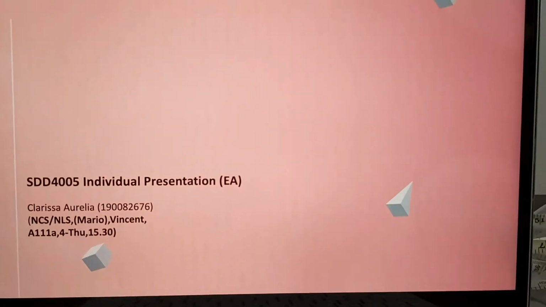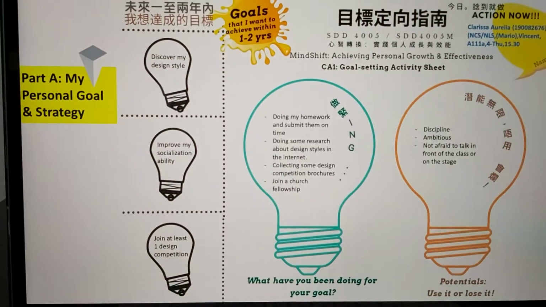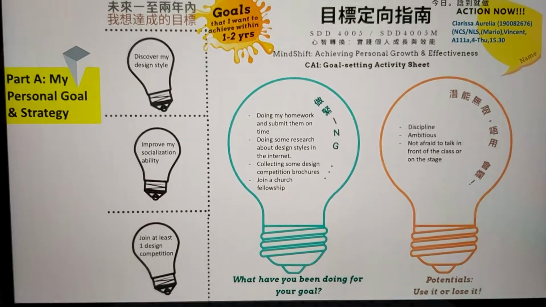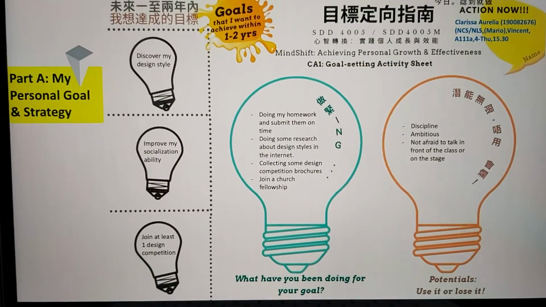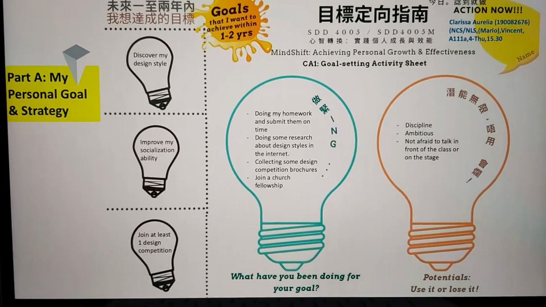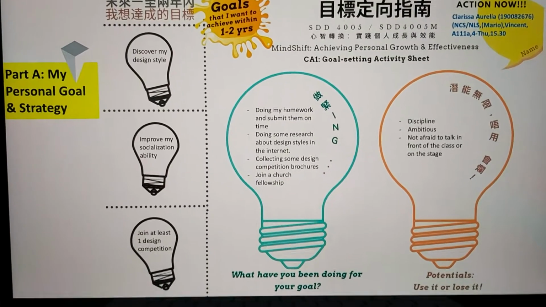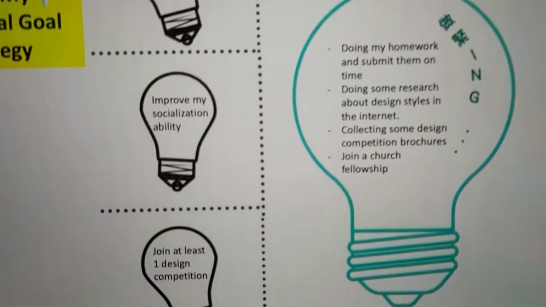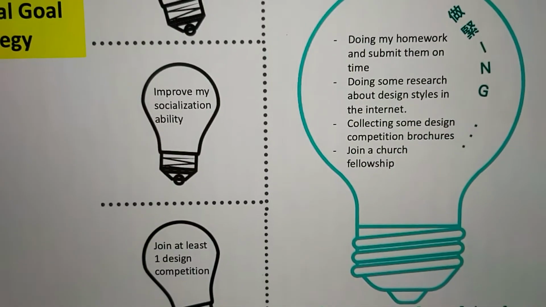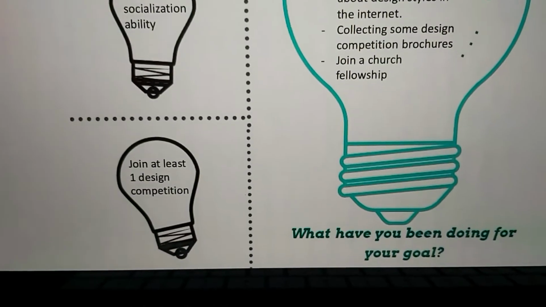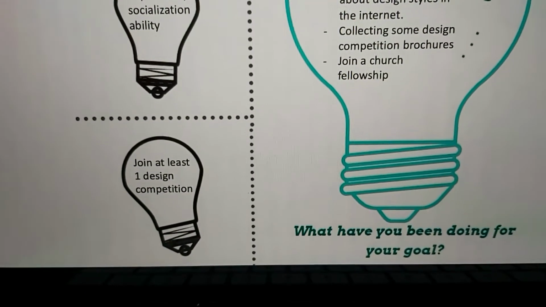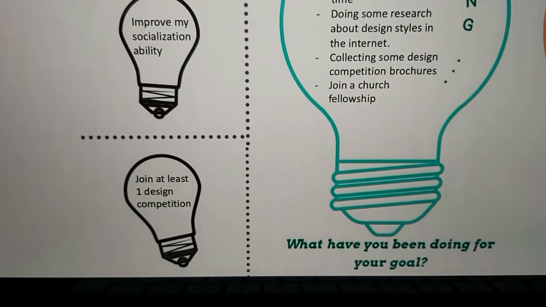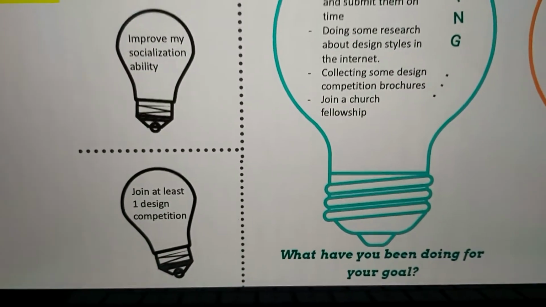So this is the PowerPoint that I've made. And for the first slide here, I would like to explain my goals within 1 to 2 years of studying in Hong Kong DI. The first one is I would like to discover my design style, and then I would like to improve my socialization ability, and I would like to join at least one design competition. It doesn't matter whether I win or lose, but at least I want to try a design competition.